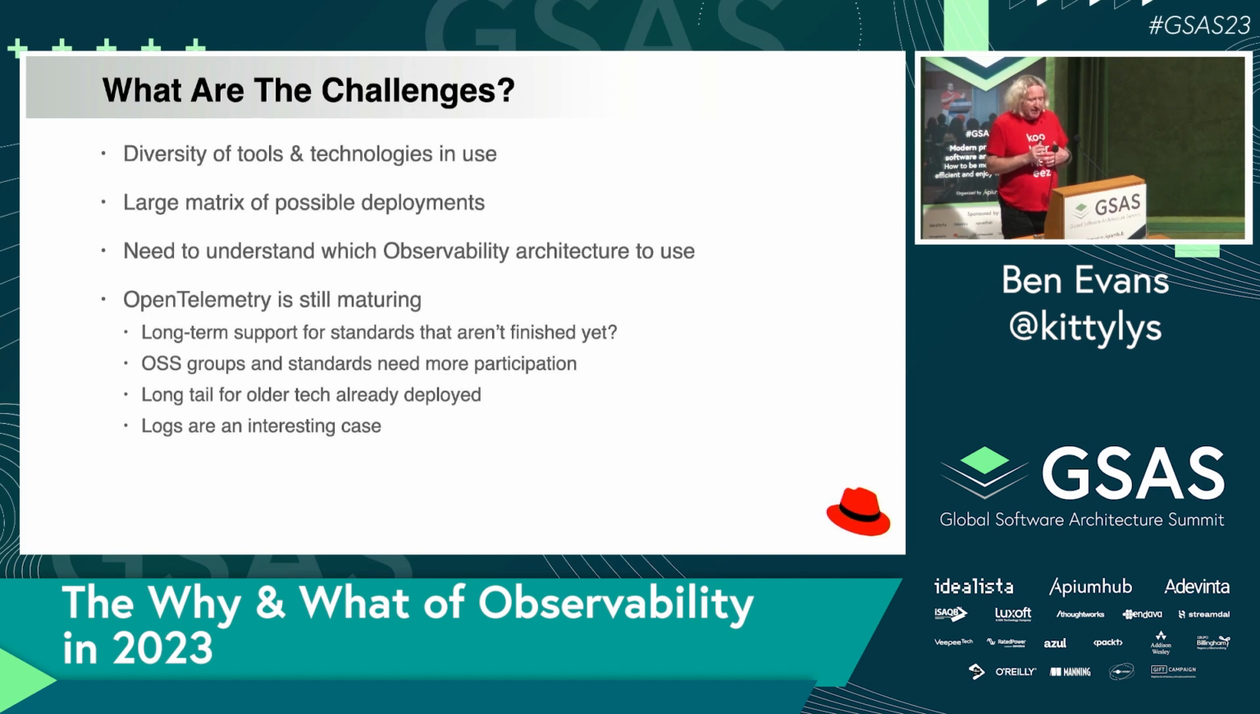That means that there is a very large matrix of possible things that could be deployed on any given production system. OpenTelemetry is, I think, a good way to tame some of that chaos, but even when using it, there are still choices that you have to make, and it is still maturing. The long tail is also, I think, a problem here. I do still run into OpenTracing deployments fairly regularly, and they really shouldn't be any left anymore. But this is software, and things hang around for longer than we expect.